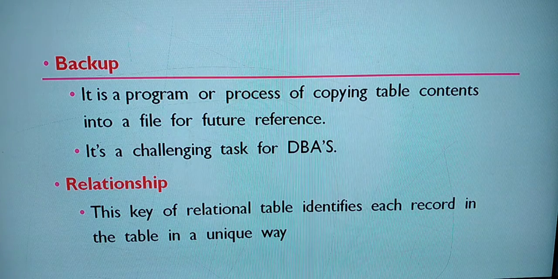Next you are going to have the next one. What is a relationship? When two tables or more than two tables have a relationship, how do they have it? There will be something common in each and every table, so that there is a chance for a relationship. Without a common thing, it is quite impossible to have a relationship. The key of a relational table identifies each record in the table in a unique way. So that is your relationship.